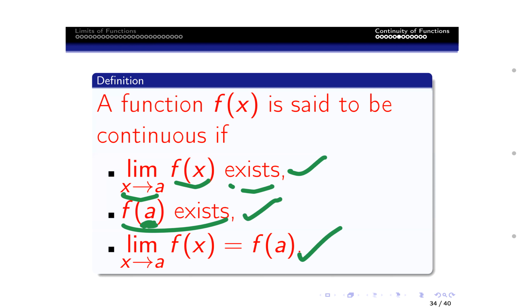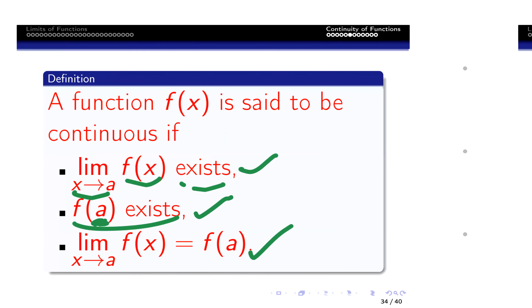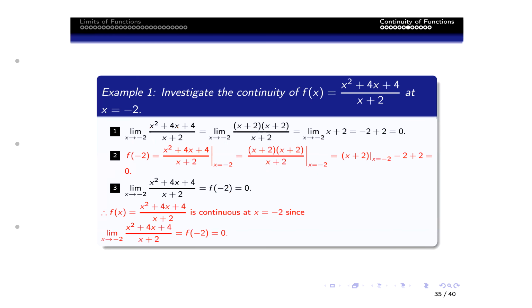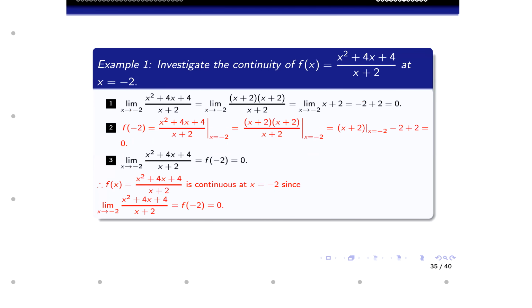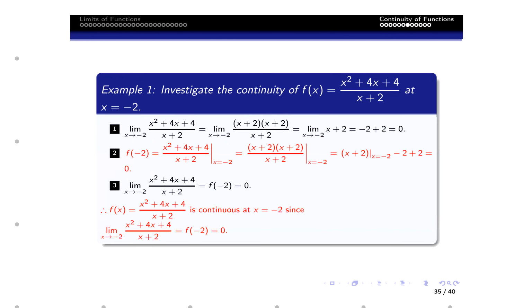Okay? So let's look at this example. You want to investigate the continuity of f of x, which is x squared plus 4x plus 4 all over x plus 2, at x equals minus 2. So is this function continuous at x equals minus 2? That's what the question is about. Is this rational function continuous at x equals minus 2?